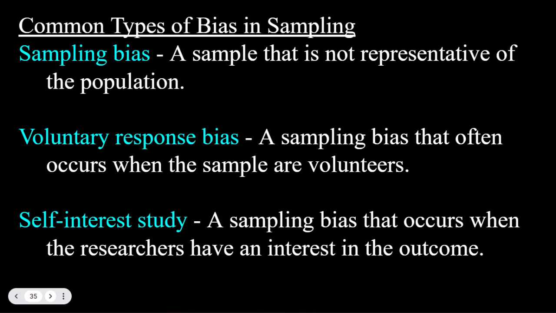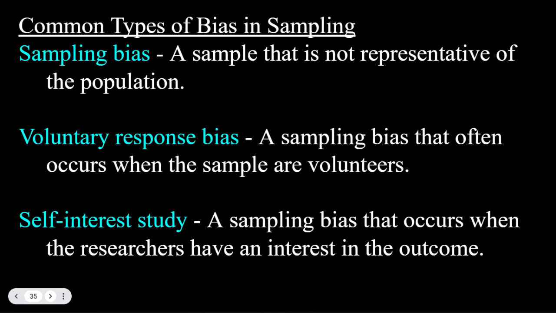So, common types of bias in sampling. Now, I do want to mention here, when we use the word bias in normal English, it typically means something bad. Oh, you're biased against someone, and so you're not giving them a fair deal or whatever. Bias in sampling is a little bit different. It doesn't mean you did anything wrong. It doesn't mean that it's bad. It just means that the sample you take doesn't match up with the population perfectly. So it's going to happen most of the time, but that's what bias means when we're talking about sampling. So again, sampling bias is a sample that is not representative of the population.